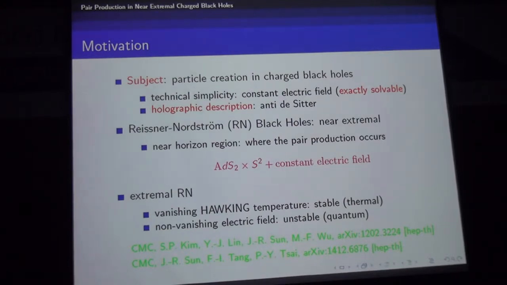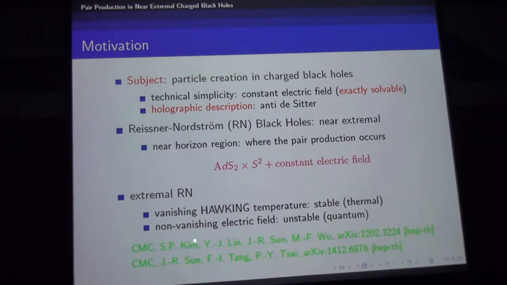It is well known that for the Reissner-Nordström charged black hole in the near extremal limit, if we consider the near horizon geometry, there is AdS2 cross S2. So this is an AdS structure, and the electric field is constant. This is the most suitable background for our purpose. Because of the constant electric field, we hope we can solve the system exactly, and because the AdS structure also helps us understand the holographic description using the AdS/CFT correspondence. So this is the reference of our work.